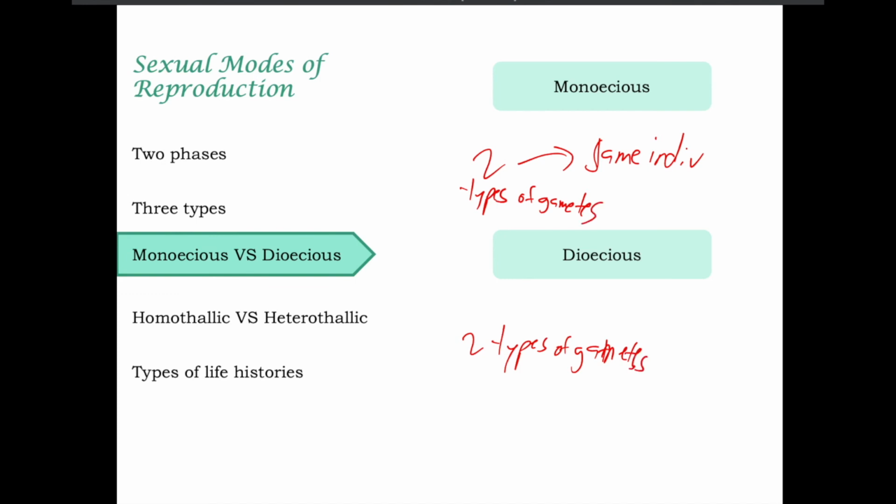The 2 types of gametes are formed from 2 different individuals. Okay, so that's dioecious. In dioecious, the 2 types of gametes form from one individual and another individual. Again, for monoecious, the 2 types of gametes that merge together may be produced by the same individual. Now for the dioecious, the 2 types of gametes are formed from 2 different individuals. The 2 gametes must fuse and form from 2 different individuals.